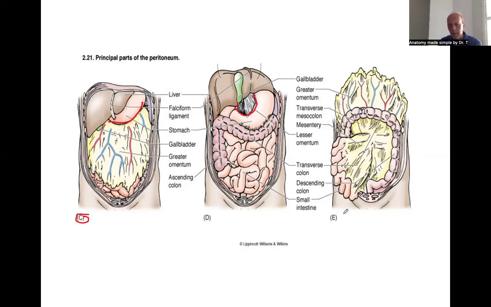And finally, diagram E with the mesentery in place perhaps will do a little bit of extra value for you to absorb, to digest, and to process the information we just shared.